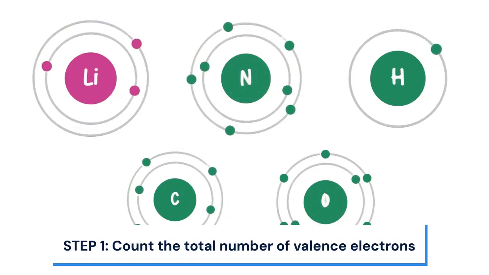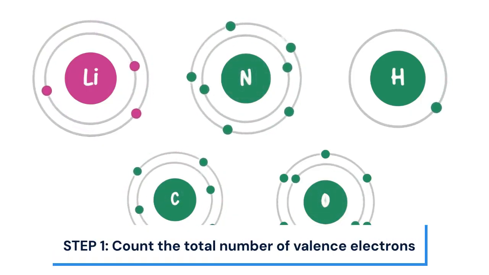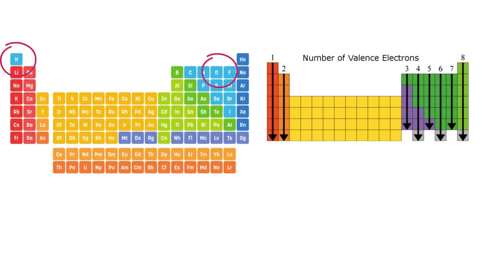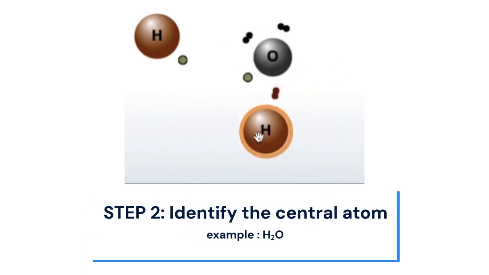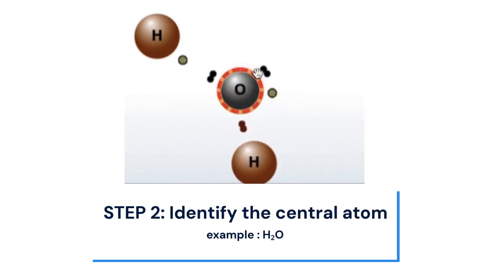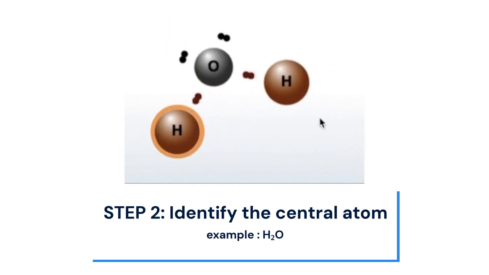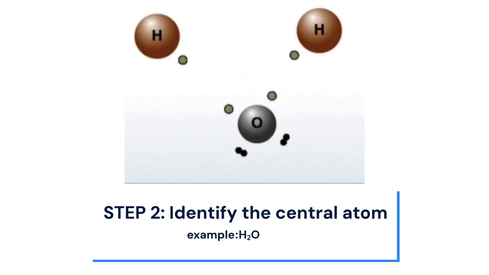First, count the total number of valence electrons in the molecule. Use the periodic table. Group numbers usually tell you how many valence electrons each atom has. For example, oxygen has 6 and hydrogen has 1. Second, identify the central atom, which is usually the one that appears only once in the formula and is less electronegative. Hydrogen is never placed in the center.